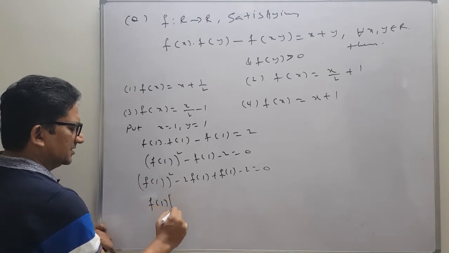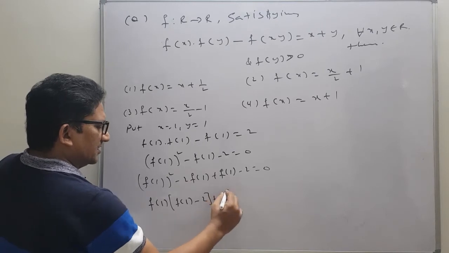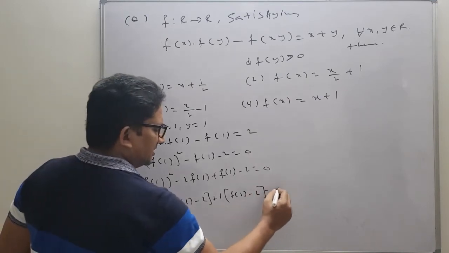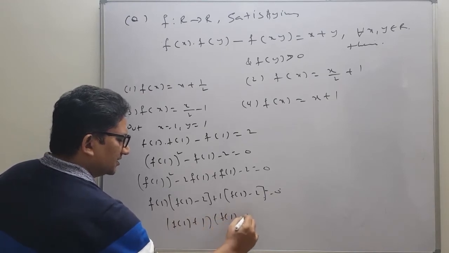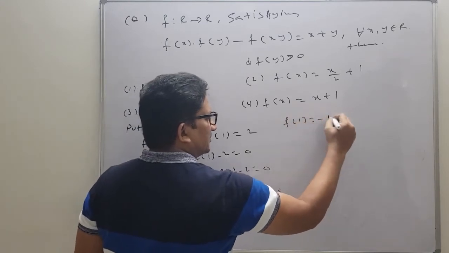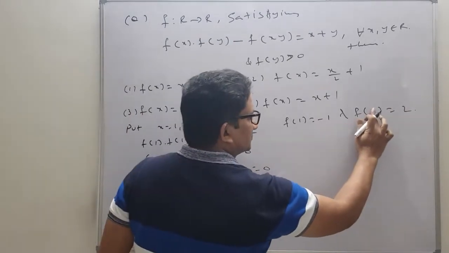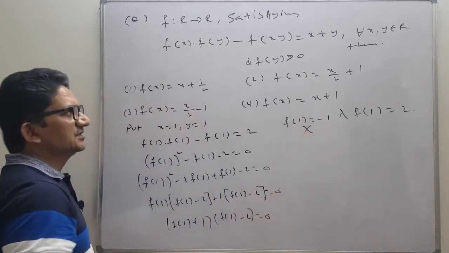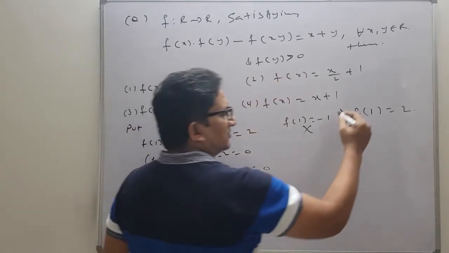f of 1 is common here, so we will get f of 1 minus 2, and here plus 1 if I take, so we will get f of 1 minus 2. So that means 2 factors: f of 1 plus 1 into f of 1 minus 2 equals 0. So f of 1 equals minus 1 or f of 1 equals 2. So this is what we are getting. This is rejected straight away, because they are given that f of anything you take should be greater than 0. So then we need to take this one.